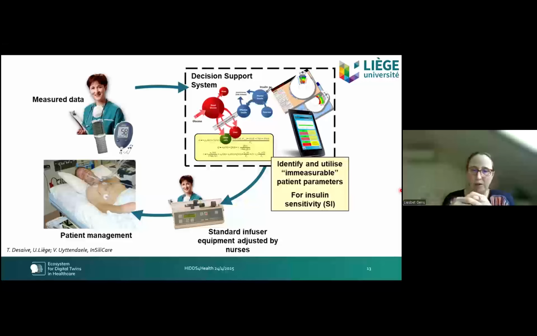And these two parts combined then give the glycemic control that is used at the moment still under the control of a nurse, that then takes the suggestions of the model and applies it in the patient management.